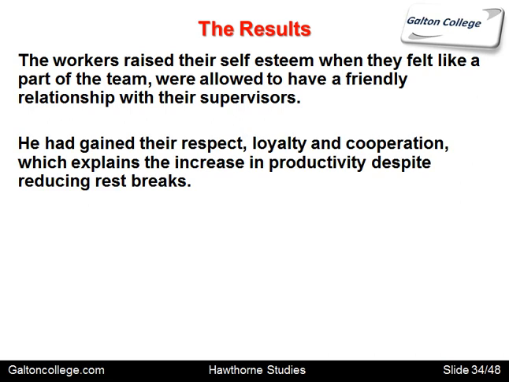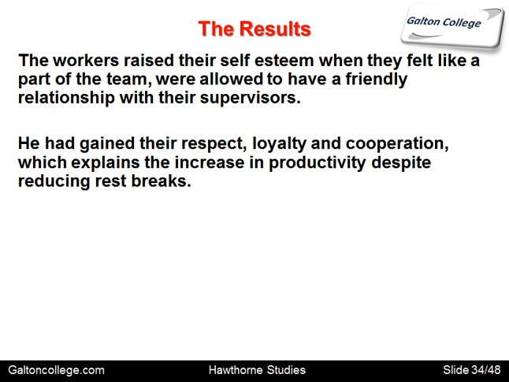Mayo had gained their respect, their loyalty and their cooperation, which explains the increase in productivity despite reducing the rest breaks. So even though they had experienced the rest breaks, the meal and so on, when it was taken away and they went back to the start, they had the memory of how nice it was. So the productivity did not fall back.